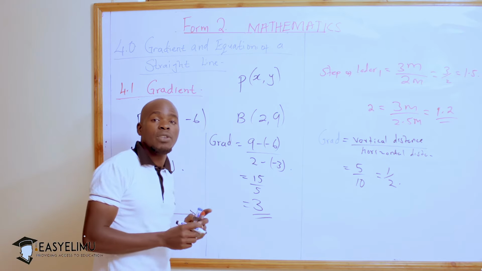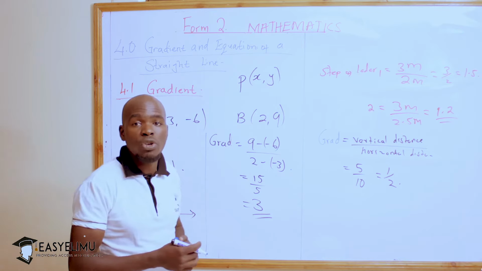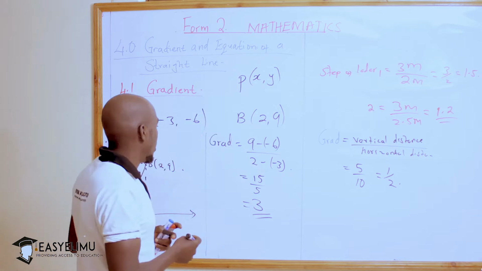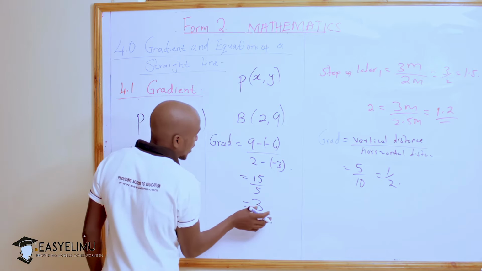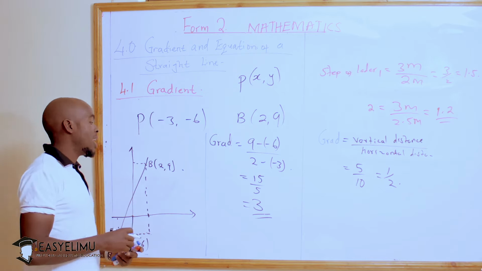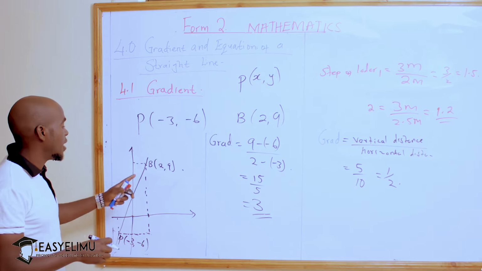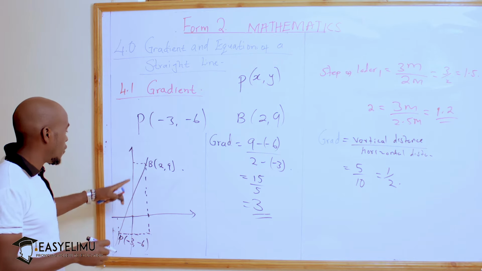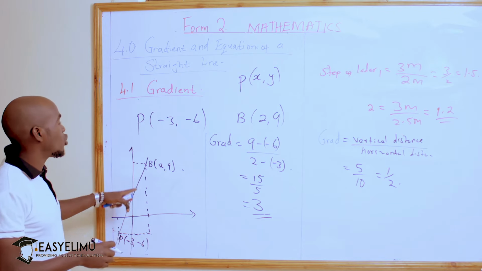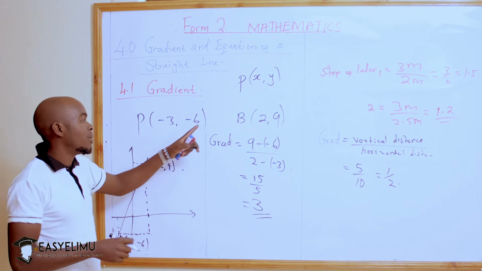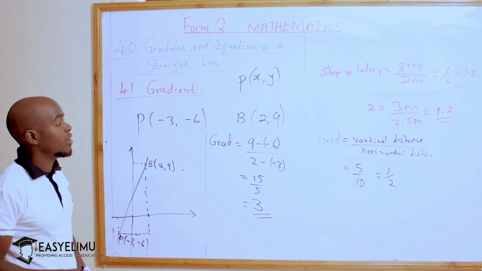And in most cases, gradient has no unit, for these cases where we are dealing with equations of a straight line. So we shall represent it with a gradient of 3, representing the gradient of the line which passes through points P and B, as we can see from that.